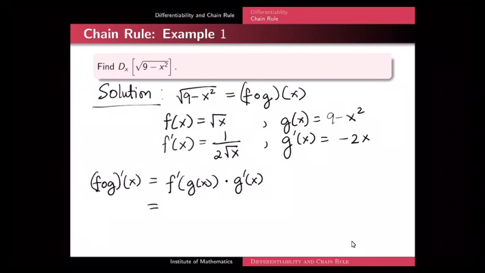So this is equal now to f prime of g of x. This is f prime and this is g of x. So you get the composition. We simply substitute this g to x. Okay? So that means we have 1 over 2 square root of 9 minus x squared times g prime, and we are given that this is g prime, so that is times negative 2x. Therefore, this is now the derivative of the square root of 9 minus x squared. Okay?